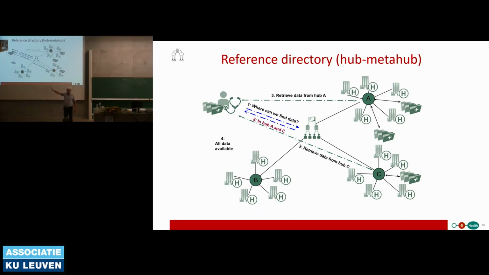Kortenberg, it's also psychiatric patients. If we would know a direct reference to Melsbrook, we know that the patient has multiple sclerosis. We don't want to know it. So Melsbrook and Kortenberg are behind the hub of Leuven. And we only know that there is data available in the network of Leuven.